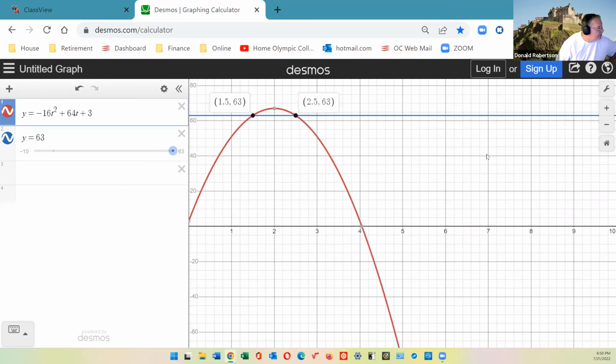Now, if you click on that guy, there's one of the solutions. And if you click on that guy, there's your other solution. So you say, well, what does that represent? It represents t at 1.5 and t at 2.5. So the combination that would have worked, now that I can see that, is going to be 2t take away 3 and a 2t take away 5. Okay.